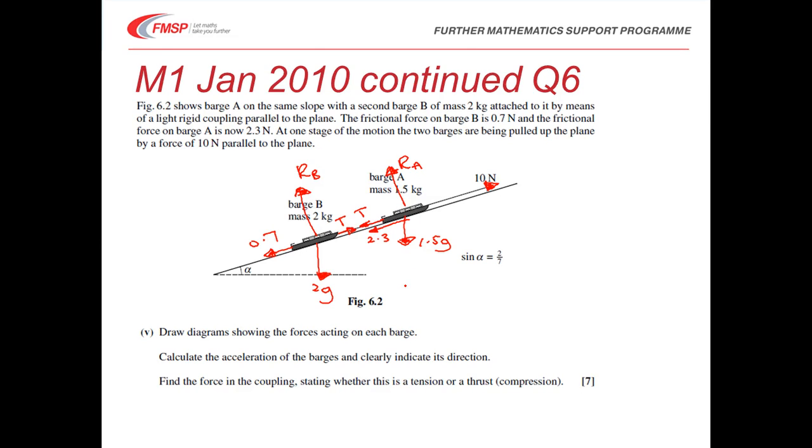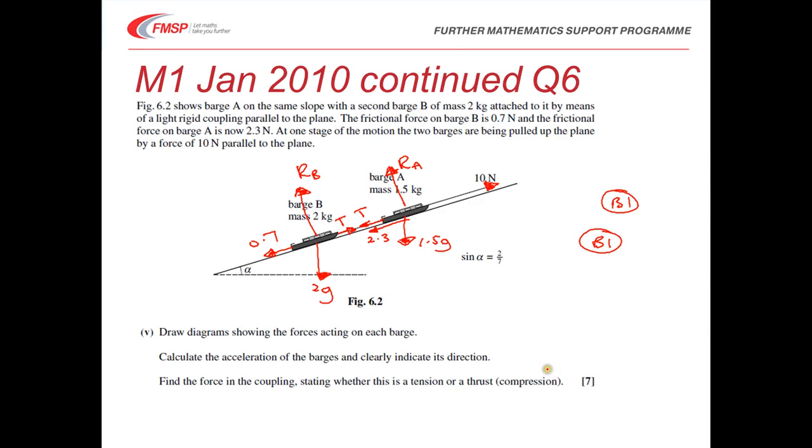And in fact, the first 2 marks out of this 7 marks was for getting all of those forces correct. So you got 1 mark if you got the frictions and the coupling forces, and then the second mark if you got it fully correct. So that's 2 of those 5 marks for the diagram.